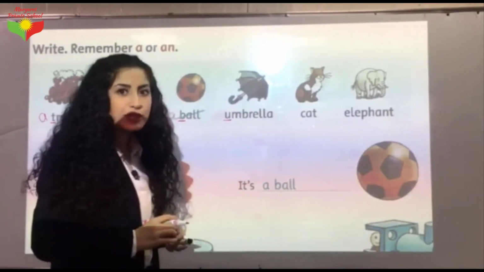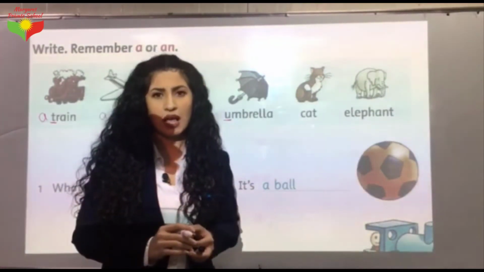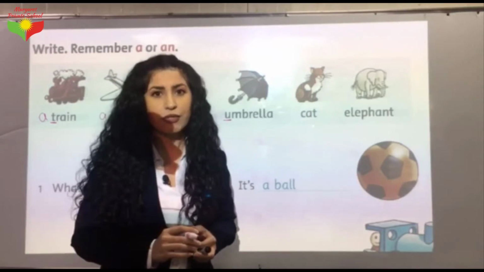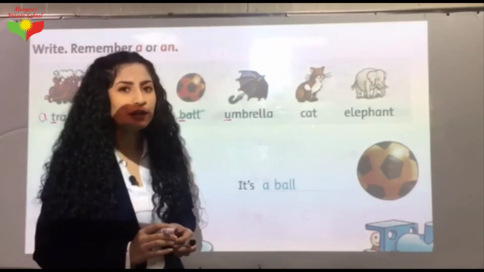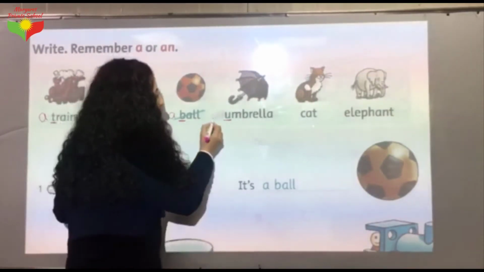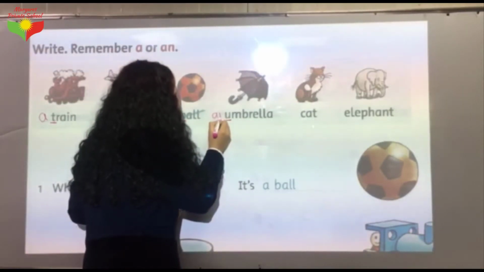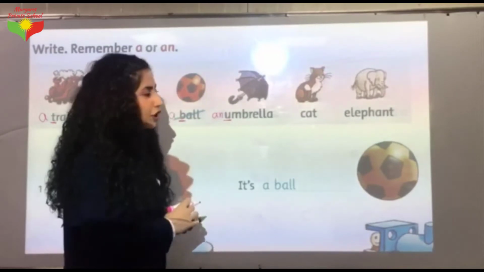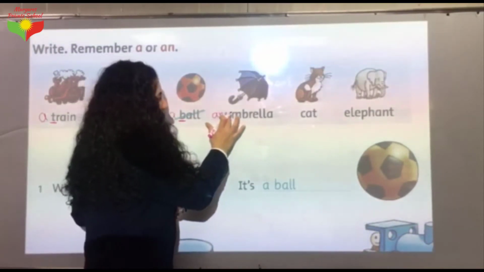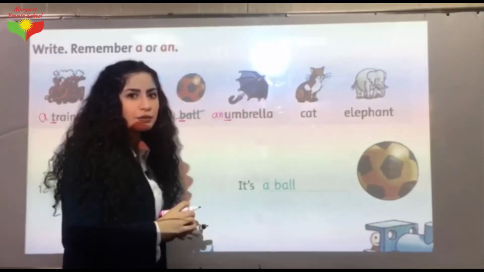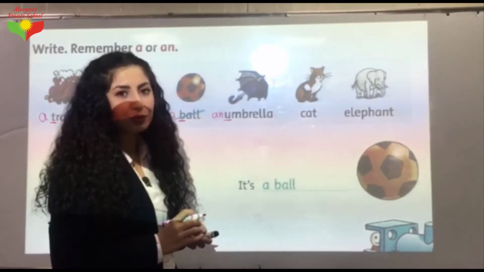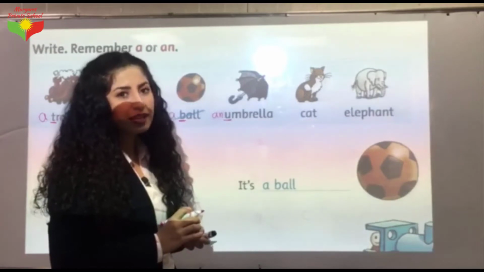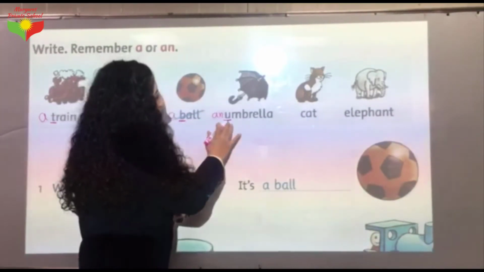Umbrella. Can we say a umbrella? No, they fight together. We have to say an umbrella. An umbrella. Can we say a umbrella? No, because it starts with a vowel: A, E, I, O, U. So we have to use an. An umbrella.